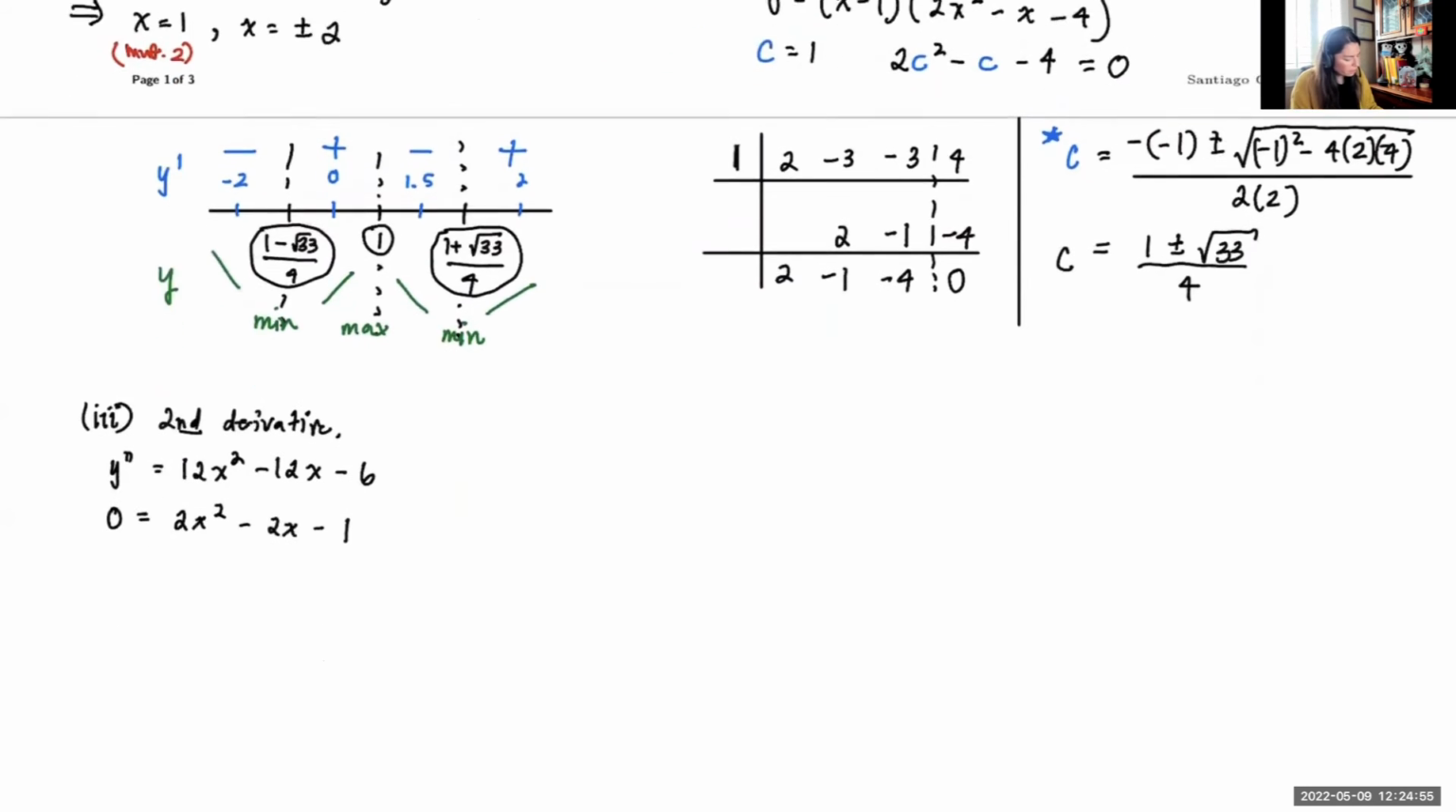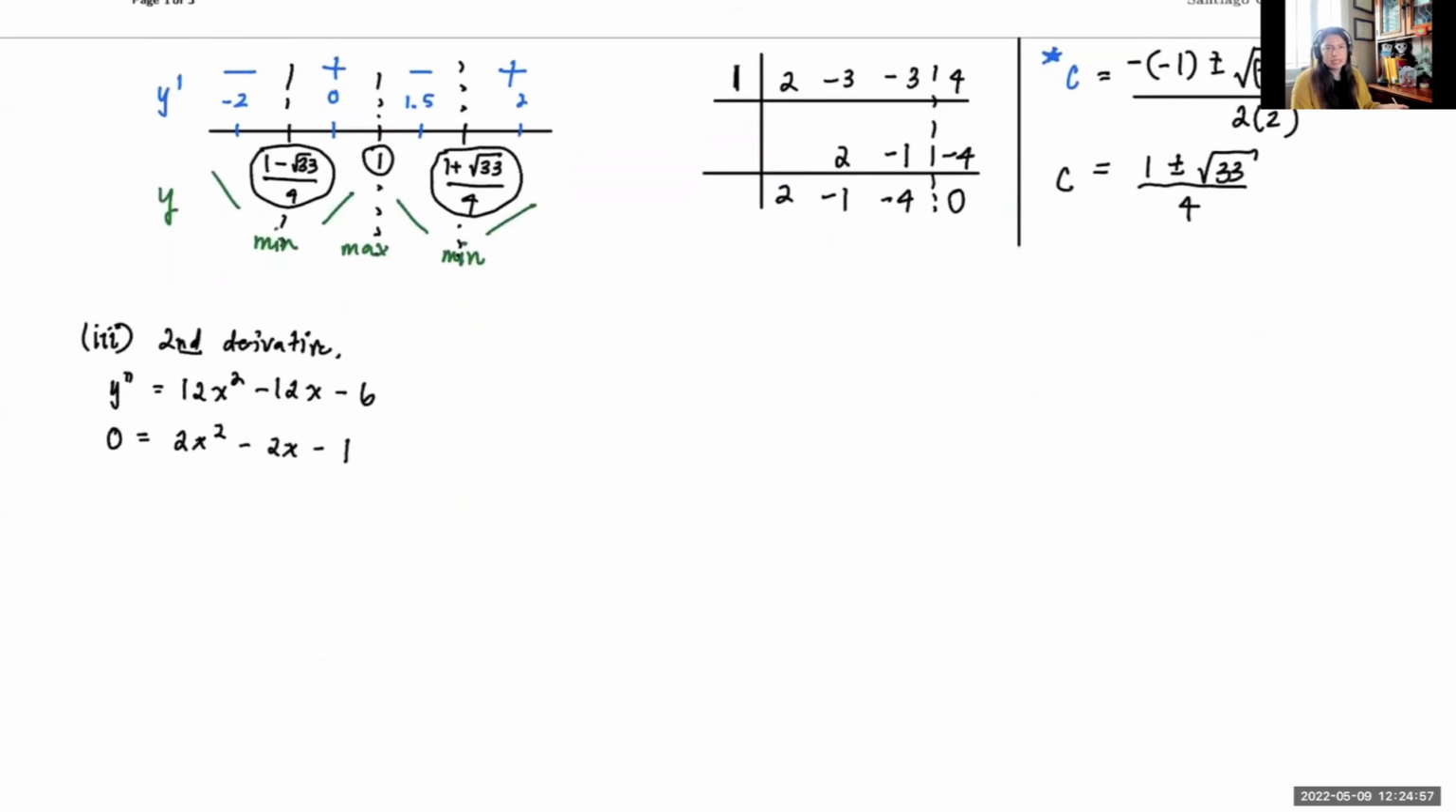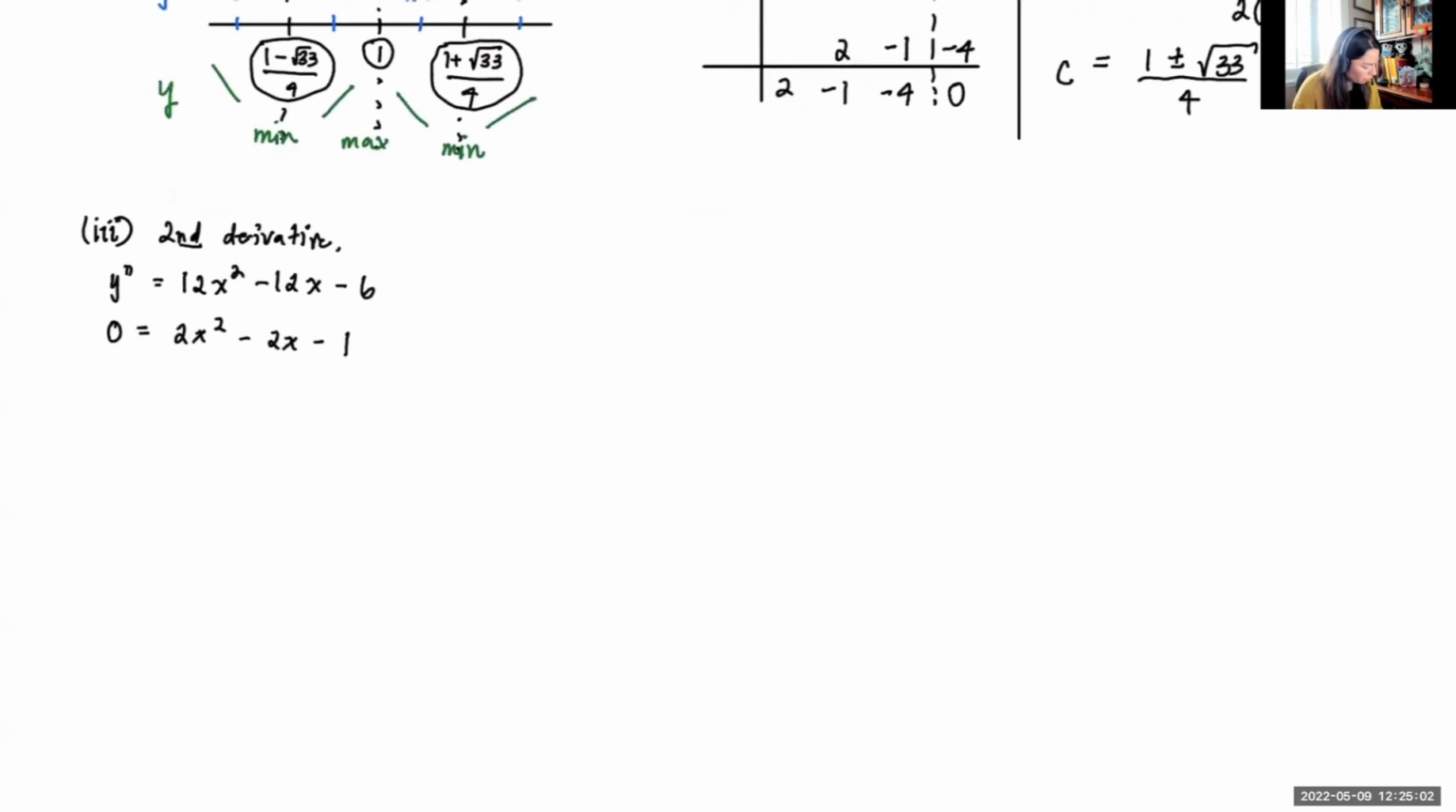I can see that this is easily a quadratic, and I can use the quadratic formula once again to solve for the critical numbers. So let's go ahead and do that. So I'm going to get 2x squared minus 2x minus 1. And so x is going to be equal to negative b, negative 2, plus or minus the square root of b squared, negative 2 squared, minus 4 times a times c, all over 2a.